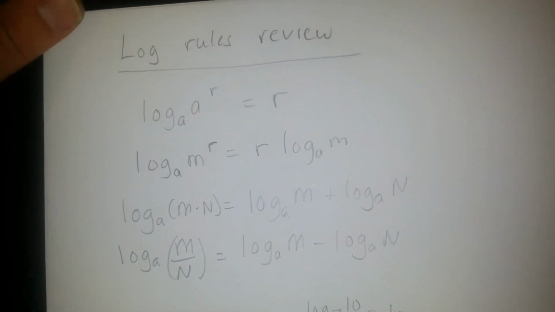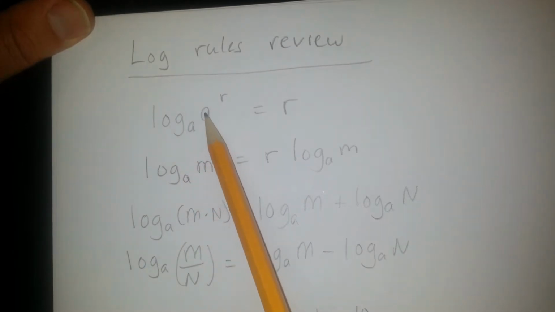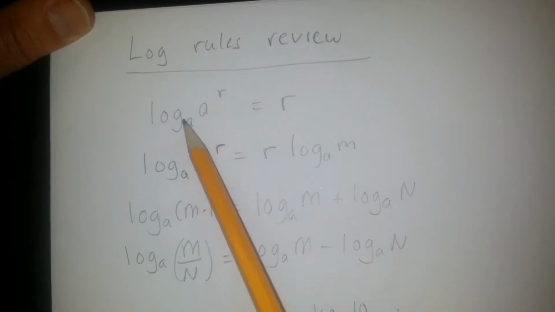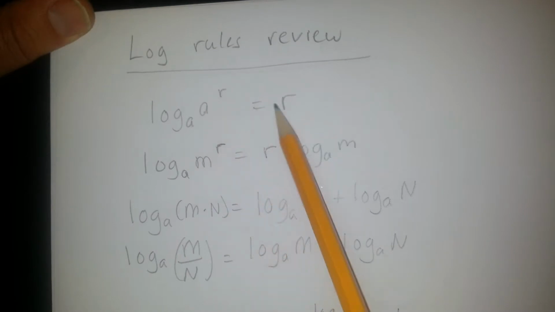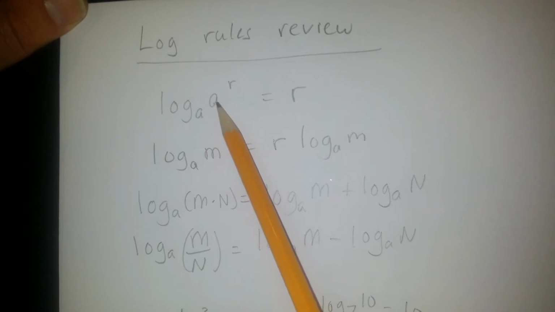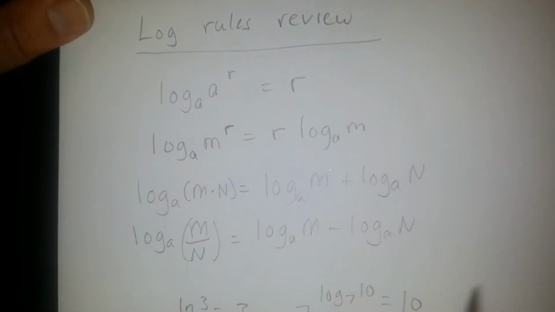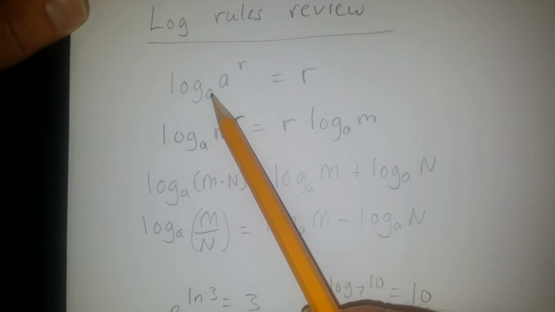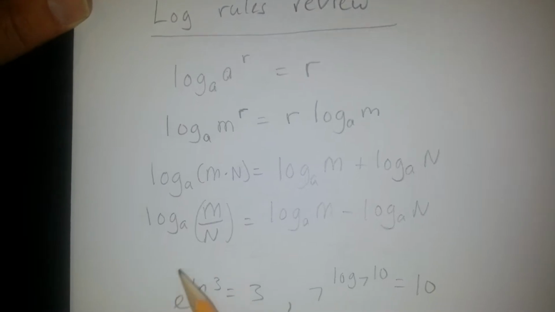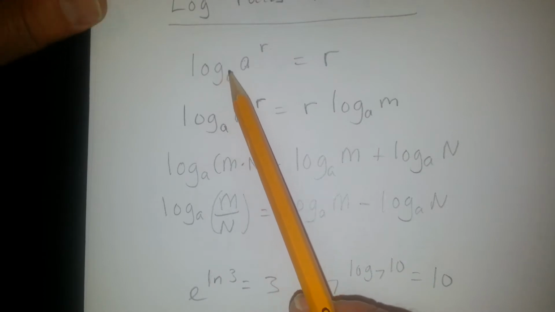Okay, let's review our log rules. Notice I've got a log with a base A, and I'm inputting A. If your base and the input are the same, the answer is the exponent. This says, what's the exponent that A is raised to get A to the R? Well, it's obviously R. Notice that this base and the input you're plugging in are the same. This is also another one that's going to make this become true in another fashion.